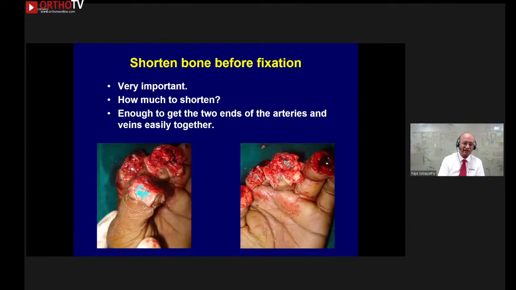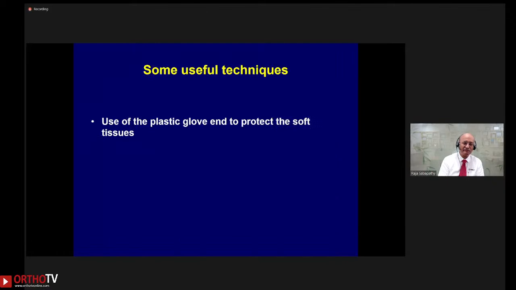So going proximally, what's very important is that you need to shorten the bone. It is one important component of a replant. If somebody asks me how much do you shorten, I answer this: we shorten good enough to get the two ends of the arteries and the veins easily together. I think that's the answer most of the time. Most of the time, that's what we do.